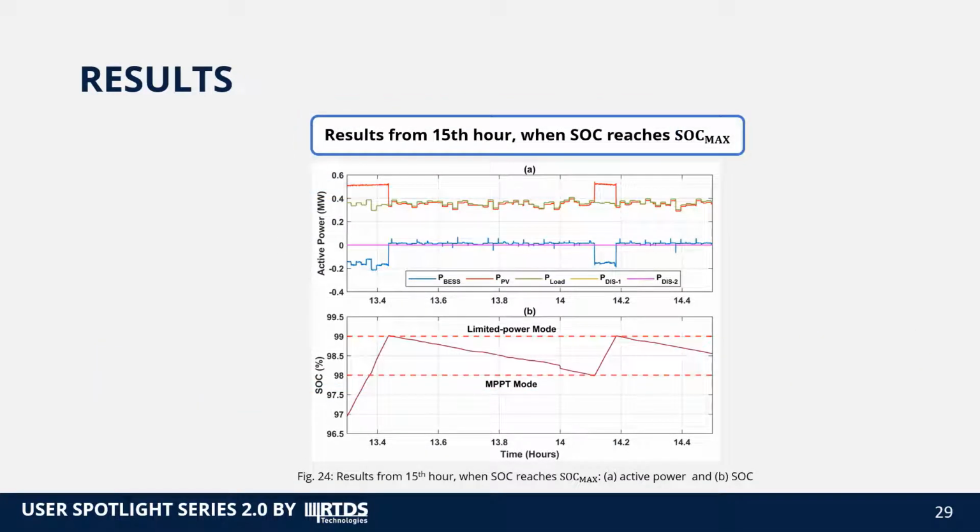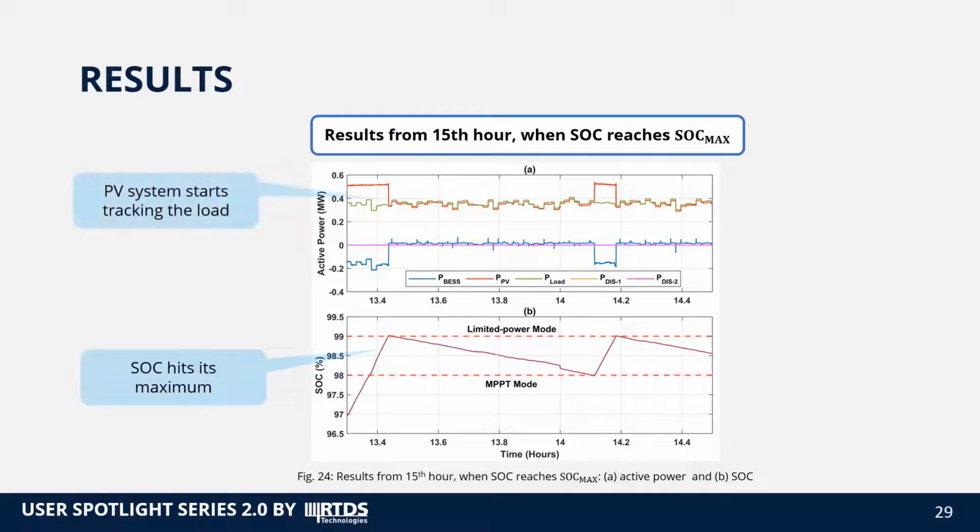We have here results from the 15th hour when the SOC reaches SOC max. When the SOC hits SOC max, which is set here to 99%, the PV power will start tracking the load in order to push the battery into idle state. A 1% dead band can be seen between the limited power mode and MPPT mode in order to prevent the frequent transition between these two different modes.